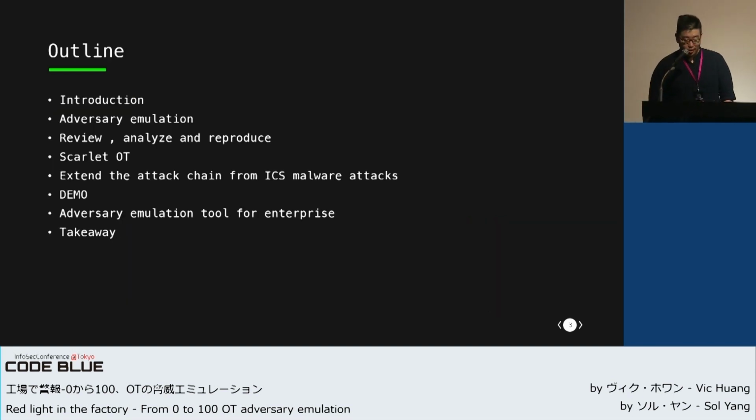So here's the outline. First, I will quickly go through the introduction of ICS, IT, and OT, and also adversary emulation. Next, we will review and analyze the ICS malware defined by MITRE and make a conclusion for our automation. Then we will use this conclusion to make our OT adversary emulation tool. And in the last part, we will have demos about 2 examples.